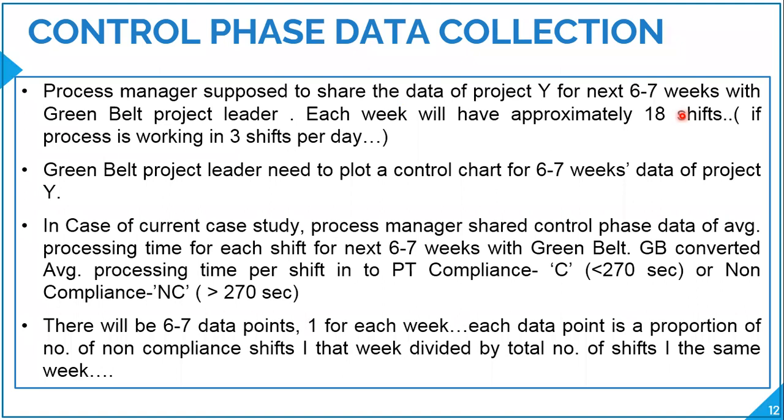They need to share two things. One is, of course, the total number of non-defective shifts in that given week, and the second aspect, that is the denominator aspect, the total number of shifts in a given week. There are two pieces of information needed, and every single week for the next 6 to 7 weeks, the operations manager is supposed to share these details with you as a Six Sigma green belt, right? All you're going to do is get those details and plot a P chart, right? So let me repeat that point again.